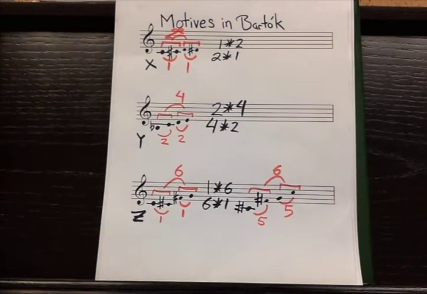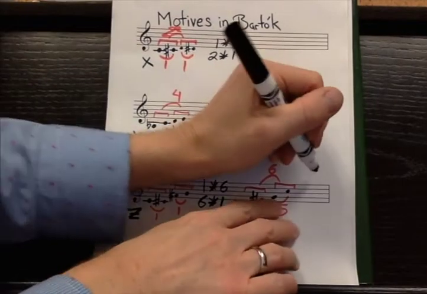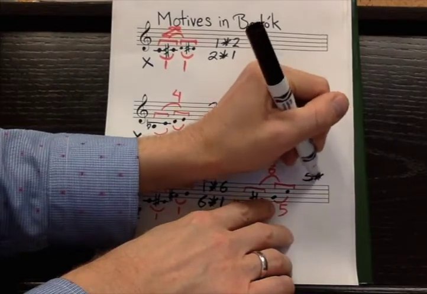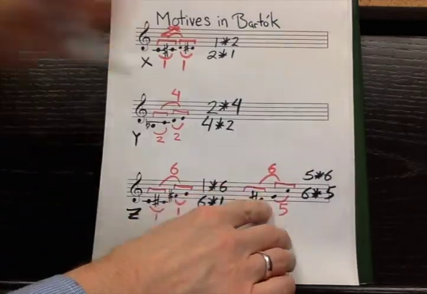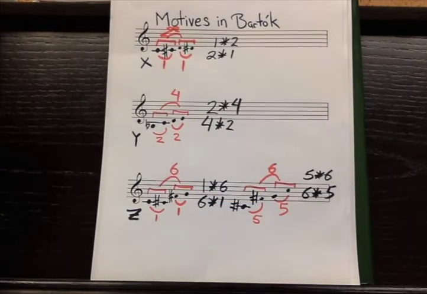So you can also rewrite this Z motive as 5 times 6, or 6 times 5. And that is transpositional combination in a nutshell. That happens quite often in Bartók in a lot of his pieces, and it's useful to know about.